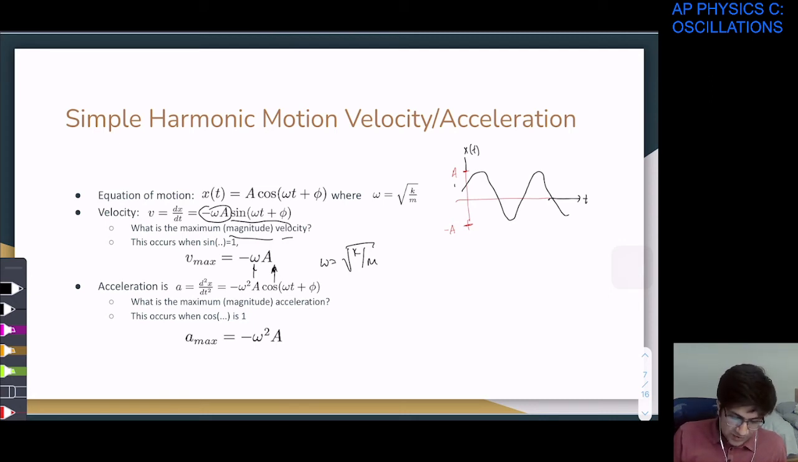And very similar to acceleration, our cosine is bounded by plus or minus 1. And the thing that sets it is this omega squared times A. It's the same thing over here.